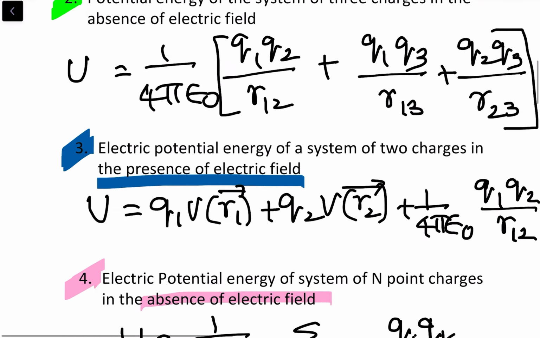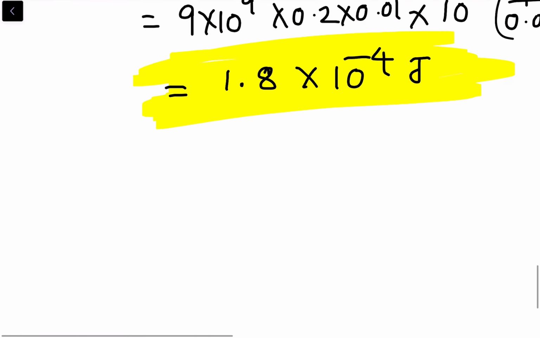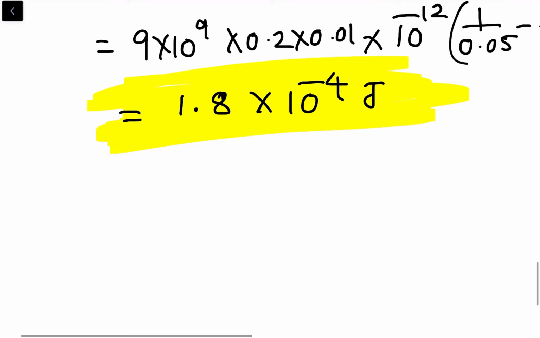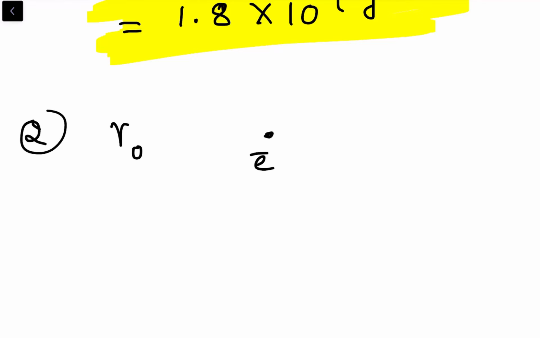So let us solve this problem. Let's come here and solve our problem, that is the second problem. Let us think, let R O be the distance of closest approach between these two electrons. This is one electron and this is one electron. Let us assume the distance between them is R O.